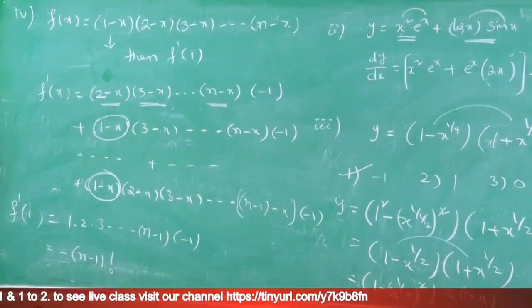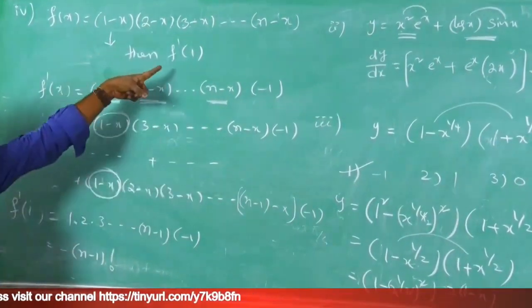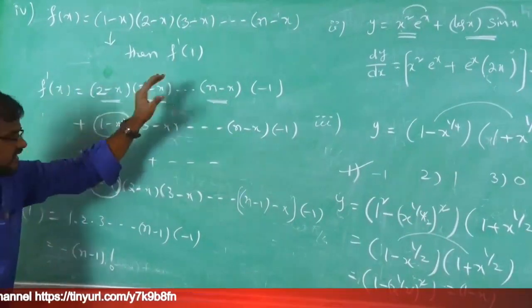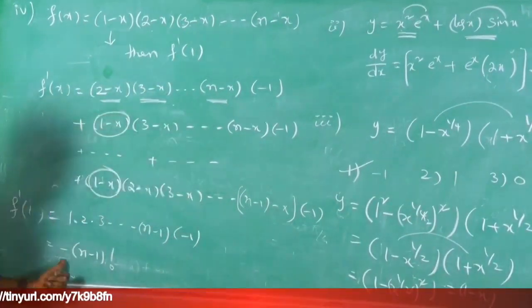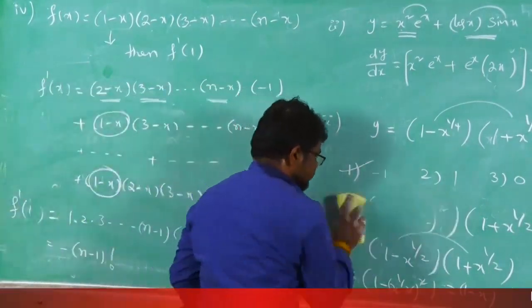So for this one, what did you do? We differentiated one by one and substituted x equal to 1. Then only the first term remained, all the others were 0. Then you got the answer like this. Okay? And now let us do one more problem based on this one.